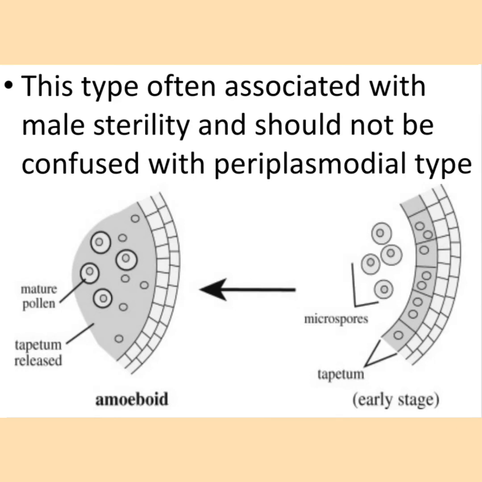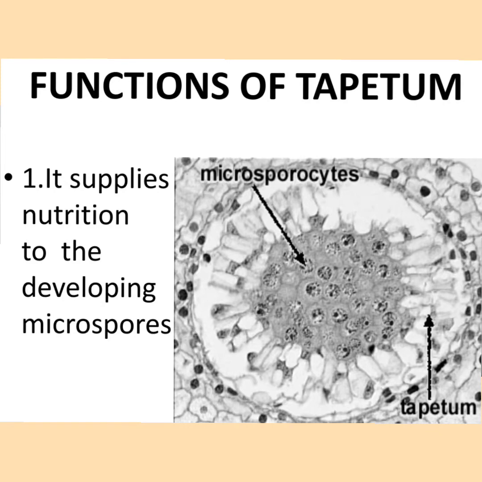Here you can see on the left side the early stage of the tapetal cells, and these cells separate themselves from the tapetal wall and move into the anther cavity by amoeboid movement and form the amoeboid tapetum. Now, what are the functions of tapetum? It supplies nutrition to the developing microspores.